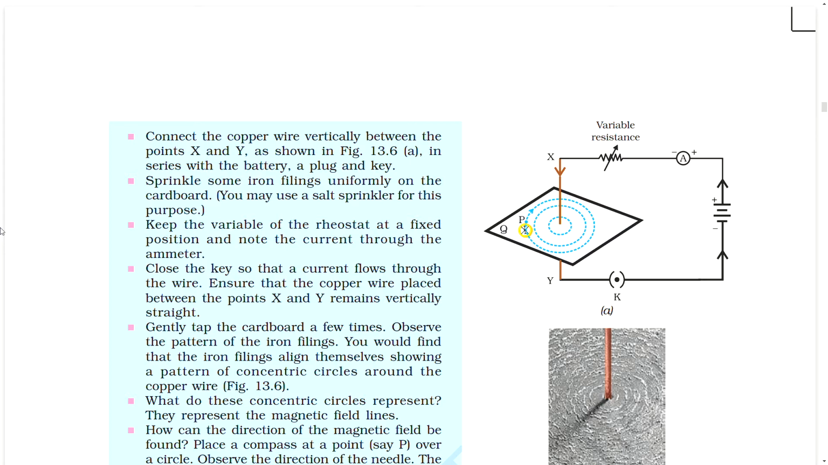Keep the variable of the rheostat at a fixed position and note the current through the ammeter. Close the key so that a current flows through the wire. Ensure that the copper wire placed between the points X and Y remains vertically straight. Gently tap the cardboard a few times. Observe the pattern of the iron filings. You would find that the iron filings align themselves, showing a pattern of concentric circles around the copper wire, figure.